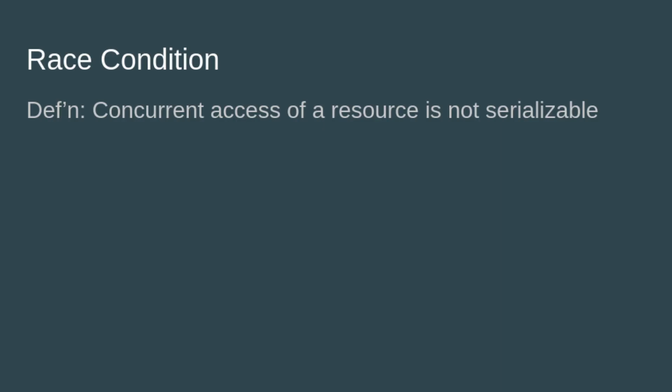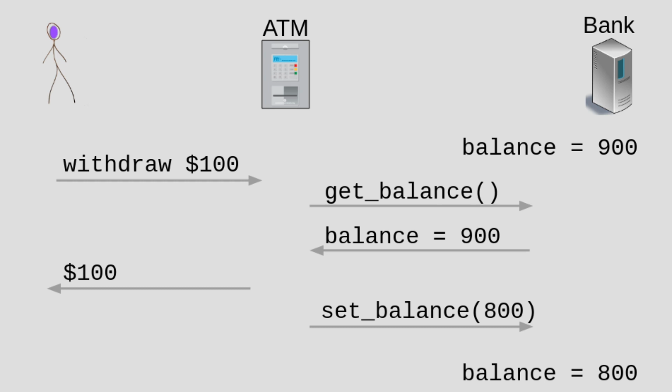Another type of vulnerability can arise from race conditions. A race condition occurs when two or more processes have access to the same resource, and the final state of that resource depends on the relative timing of the two processes. This can be a problem if some of those possible final states are erroneous or undesirable. So here's an example of a race condition.